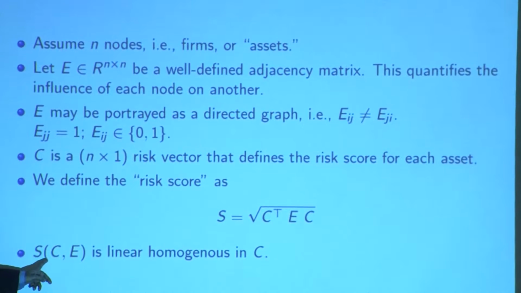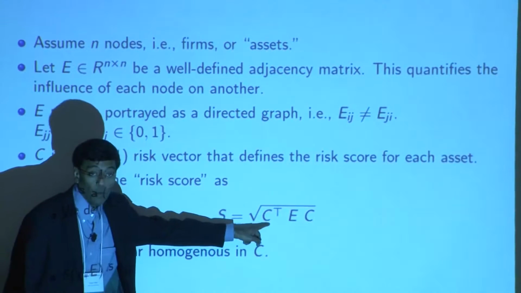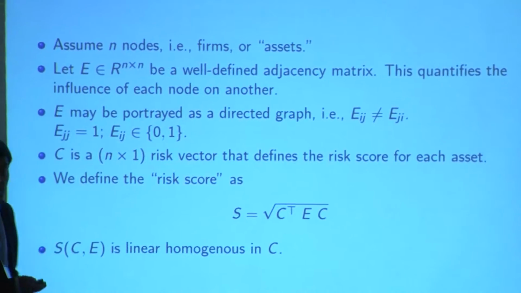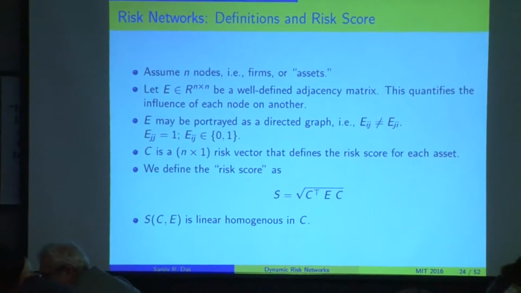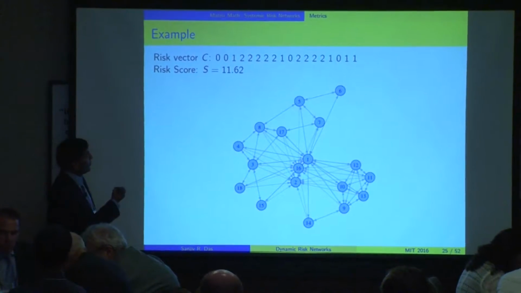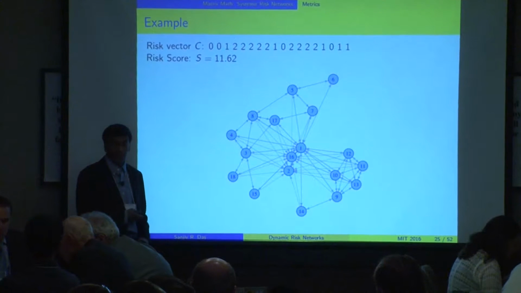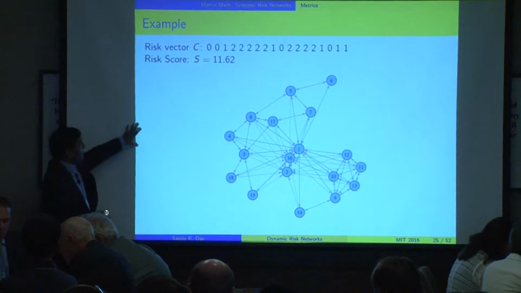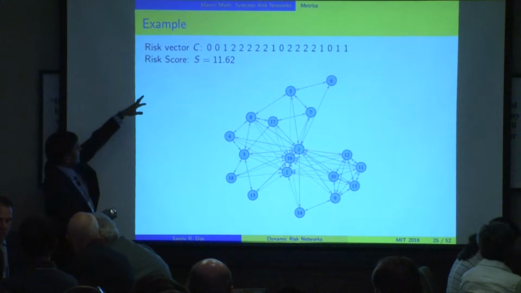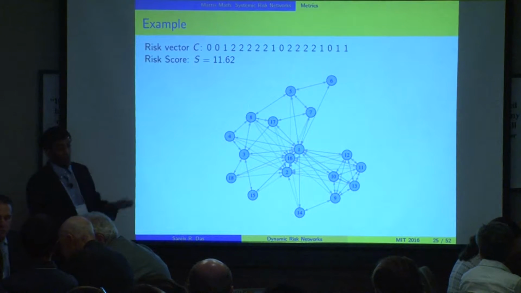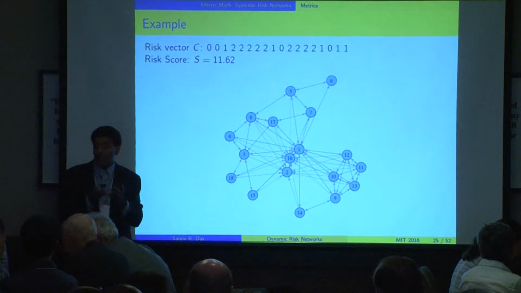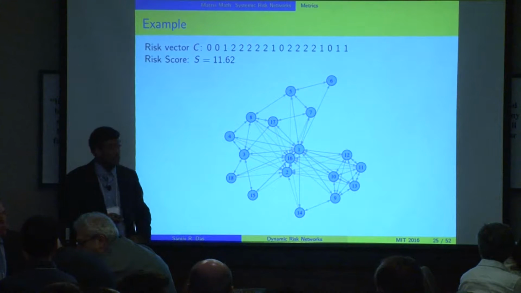Now the decomposition comes from the fact that this function is linear homogeneous in C. And that gives me an easy way to decompose this for each bank. So just to give you an idea, we'll do a quick example. Here's 18 banks, I think, and there's just different credit qualities. 0 is really high quality, 1 is average, and 2 is poor quality.